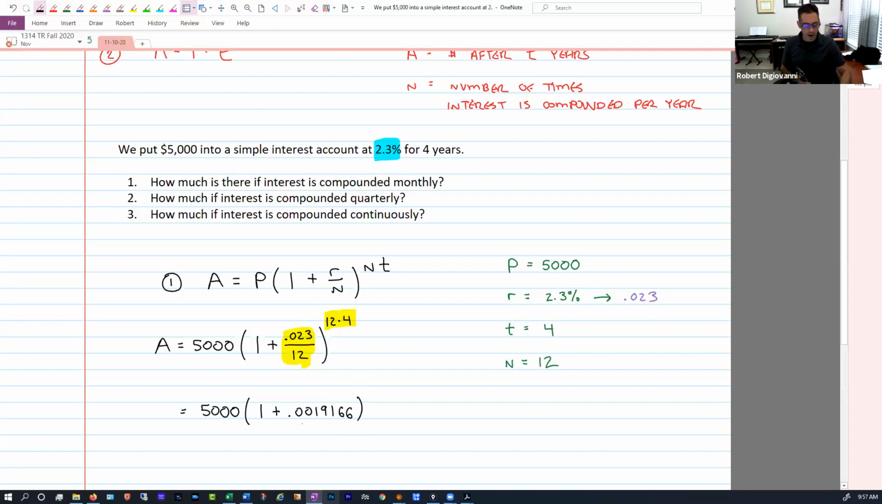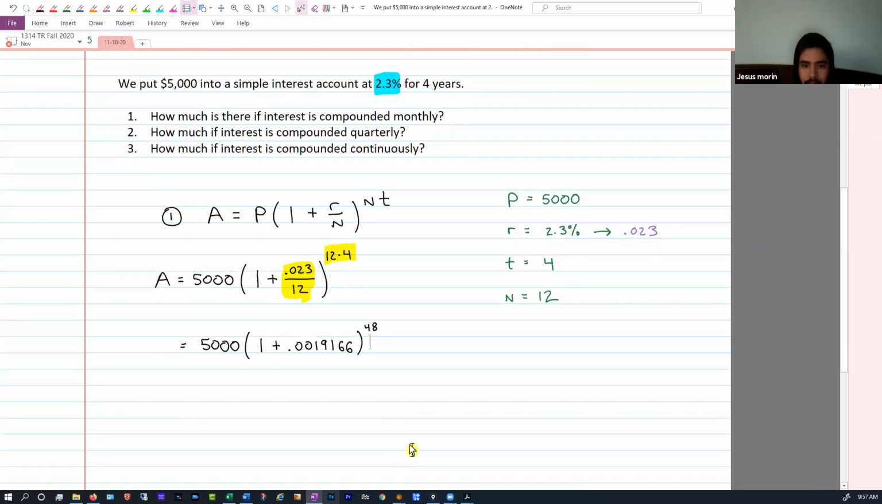But do not round this to 0.001, okay, or 0.002. Go out further, all right? The more decimal places you go out, the more accurate your answer is going to be. And then up on top, I do 12 times 4, that's your 48. Any questions there? Yes. What you got?